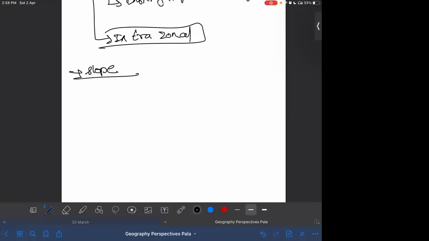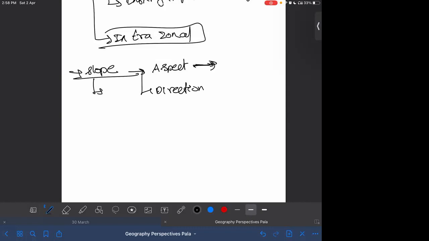Okay, now slope will determine the time away. Let's forget time here. Slope can be considered in two perspectives. The aspect of slope, that is, on which side the slope is situated, towards the sunlight or away from the sunlight. That would be what aspect is. Sorry, we have two things: there is aspect and direction.